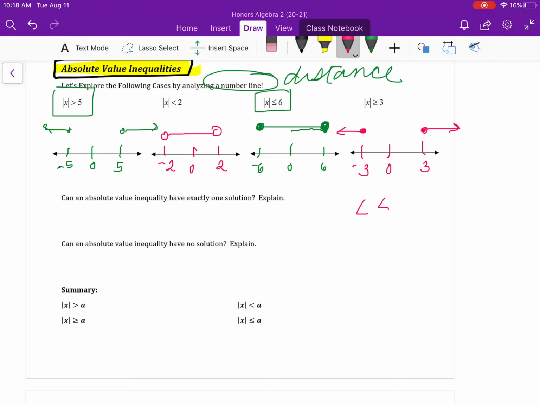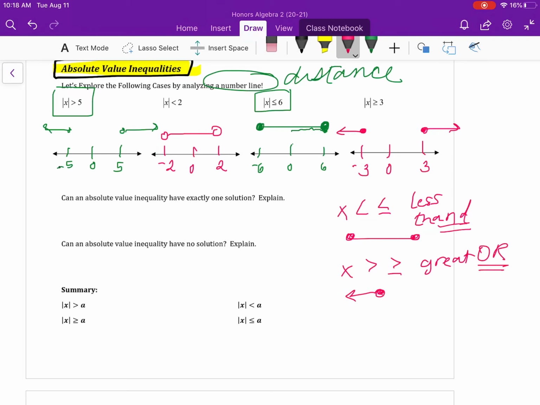So hopefully you notice that less than and less than or equal to, if there's an x on the left side, think less than. It's like an and situation where two things have to be true at the same time. That's going to look like a little dumbbell. Always less than looks like a little dumbbell. And then if you have a greater than or greater than or equal to, think greater. Think that's an or problem. And it looks like a little boat oar. And again, these could be filled in or not, depending on the situation.